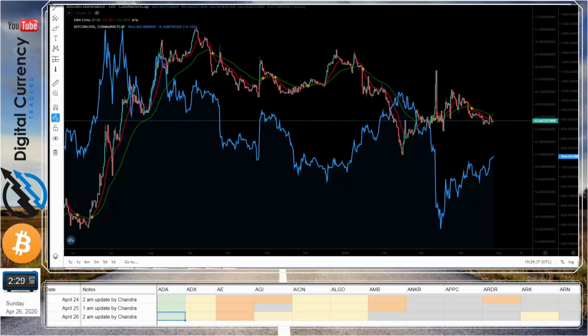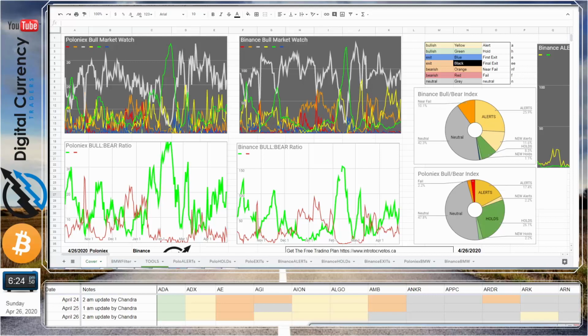It is the 26th of April 2020. Today I'm recording a very special presentation. I'm going to go through every single different market on Binance, and I'm going to explain why they are all in each different color code for our bull market watch spreadsheet.